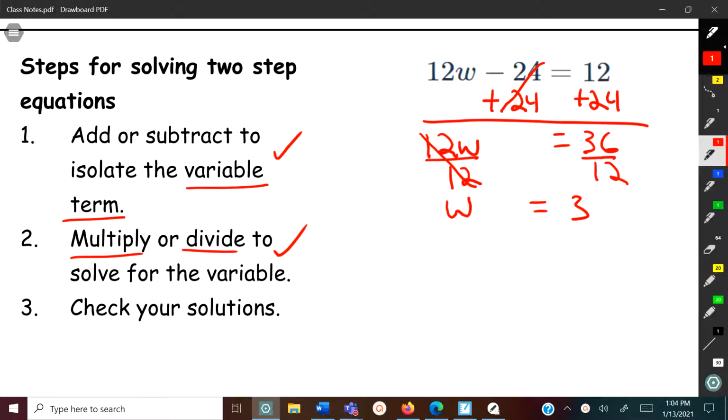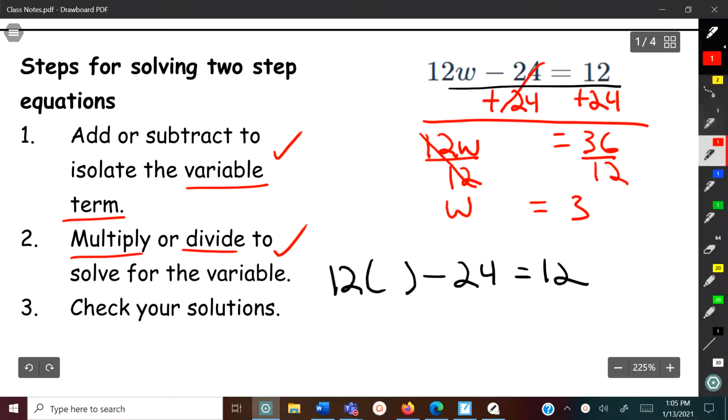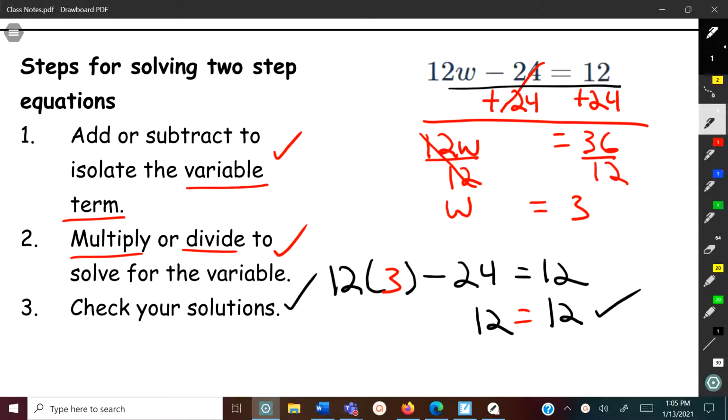Alright, so the next step here is to check your solution. You can check your solution by doing 12 times w, I'm getting that from up here, 12 times w minus 24, that's equal to 12. And you can plug in this 3. All you've got to do is type all of this in the calculator and see if you get 12. If you get 12, then that means it's correct. So that's how you check your solution, and that is the steps for solving two-step equations.